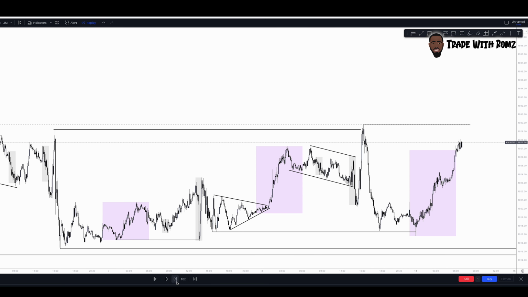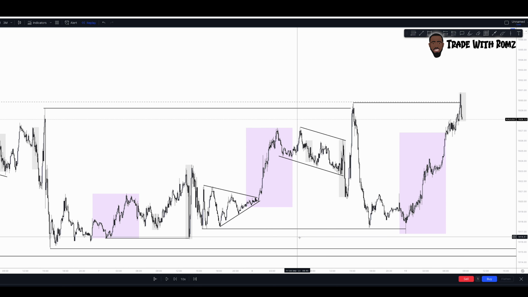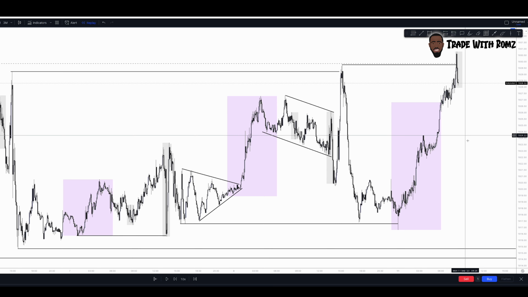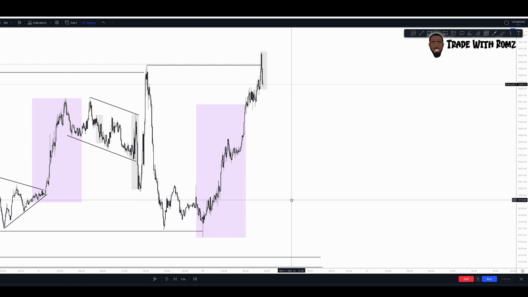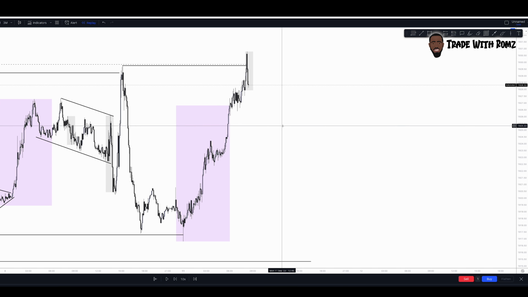If I start pressing play, speed it up a little bit, cool. So the high is now induced. So what do I want to happen next? Ideally, what I want to happen next is I want to see price give us a relevant break of structure. So I would want this low to be taken on the 5 minute in an ideal world. And that would be a nice relevant break of structure.